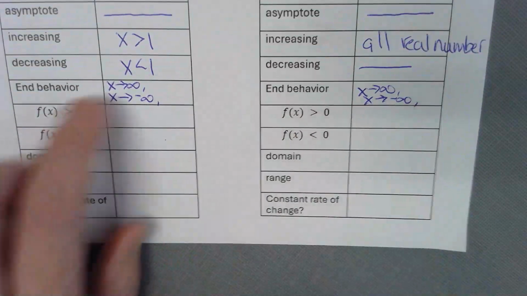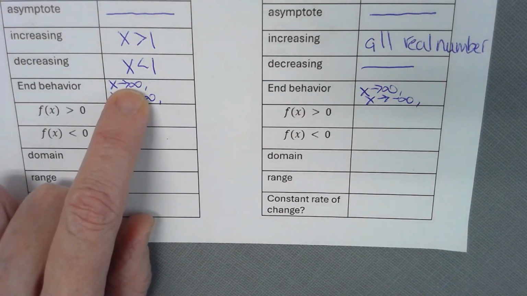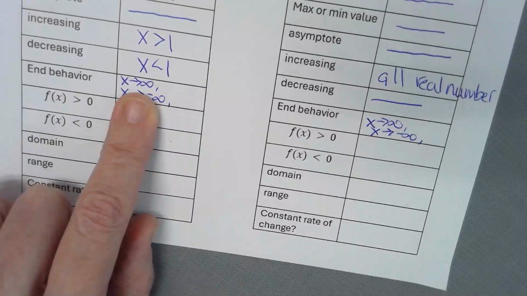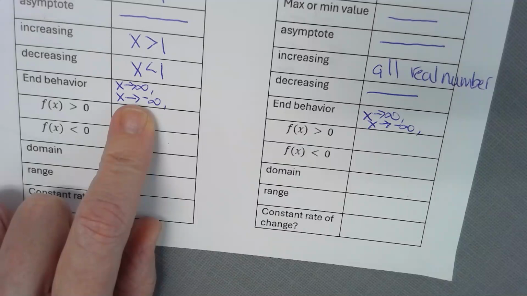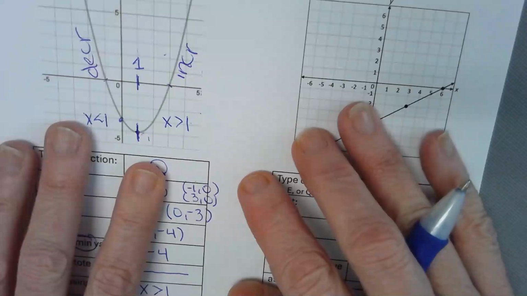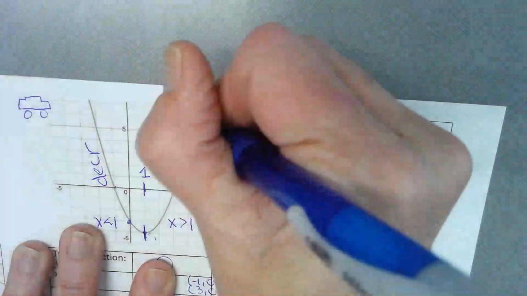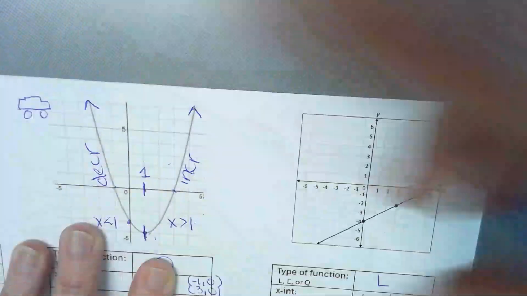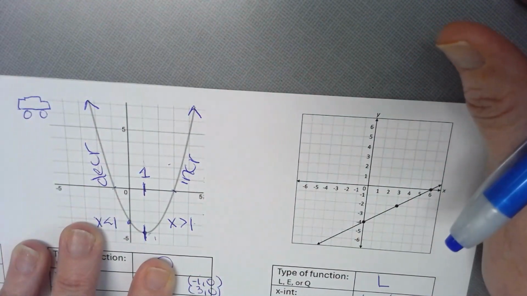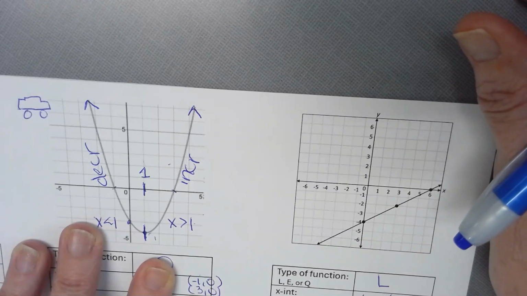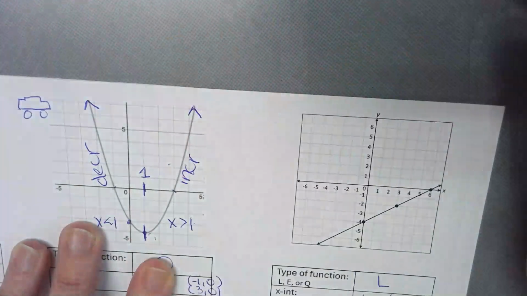Okay. So basically when it says x approaches positive infinity, they're saying what's going on the right-hand side. When it says x approaches negative infinity, they're saying what's going on the left-hand side. Let's start with the easiest one. Let's start with this guy right here. Let's start with the quadratic. Tell me what's going on both sides. What's the y doing? The y is increasing. It's going up. Y's are going to positive infinity.